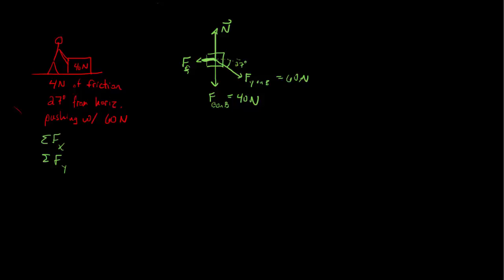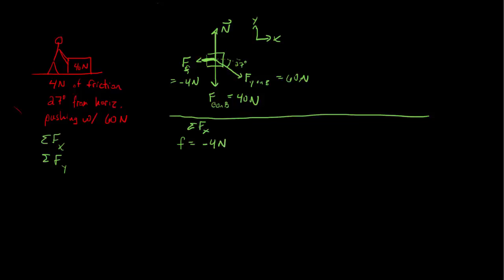Okay, so let's break this out. We're going to do the sum of the forces in the x first. I see that I have the frictional force, which is negative 4 newtons. I'm defining positive x to be to the right and positive y to be up. So my friction force is negative 4 newtons. The normal and the force of the earth on the box don't have any x component, so I just need the x component of this one.